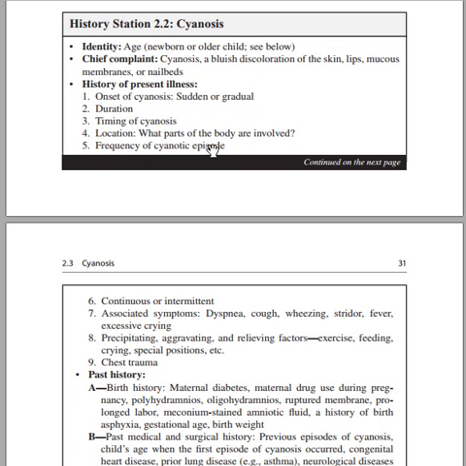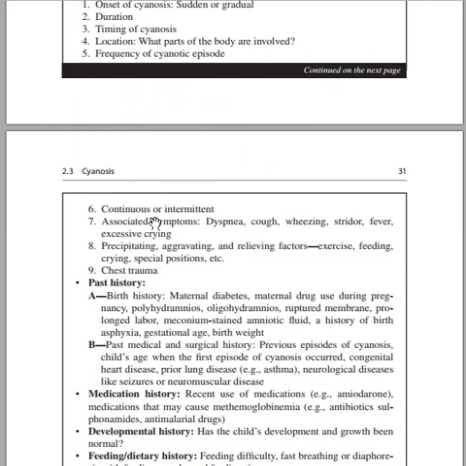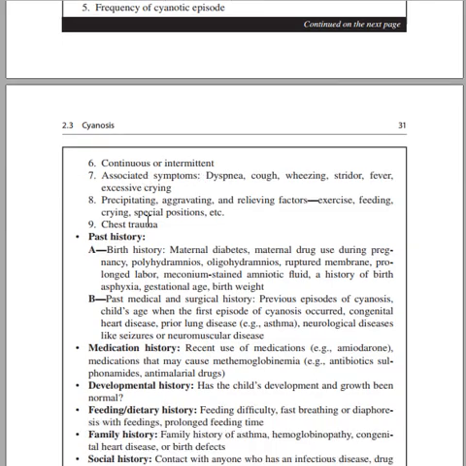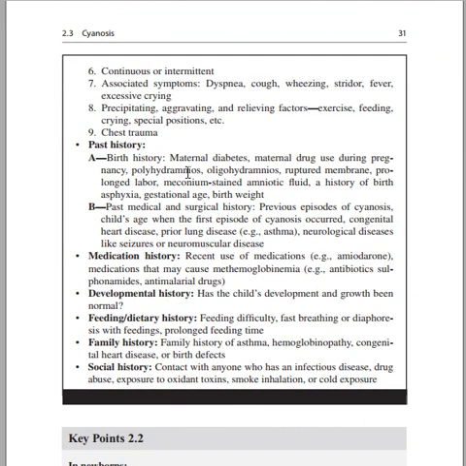You have the frequency of cyanotic episodes. Is it continuous all through the day, or intermittent, coming in the morning, then in the afternoon, then in the night, or after every hour? That's the frequency. Is it associated with symptoms such as dyspnea?